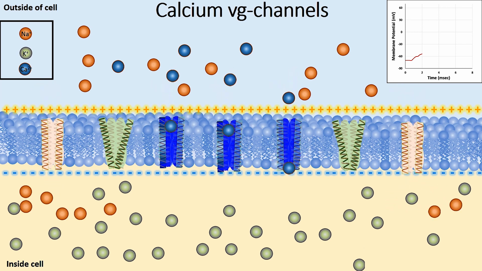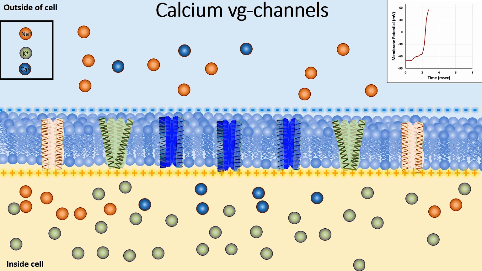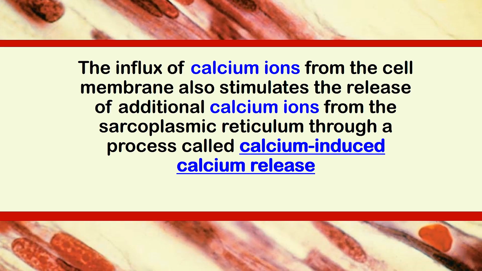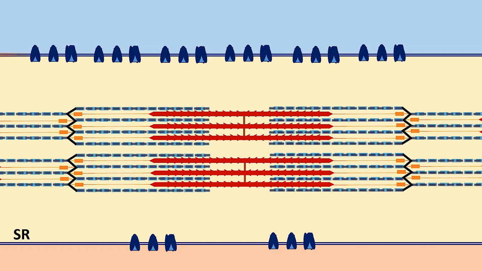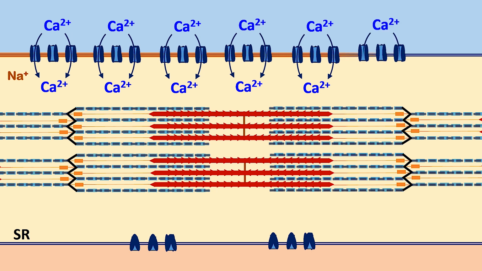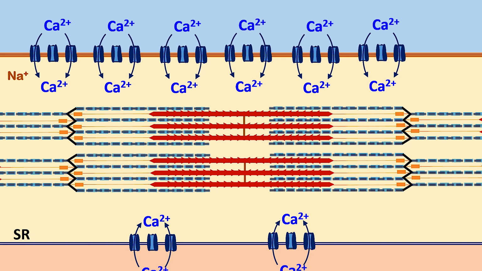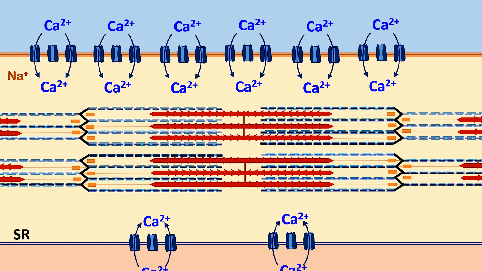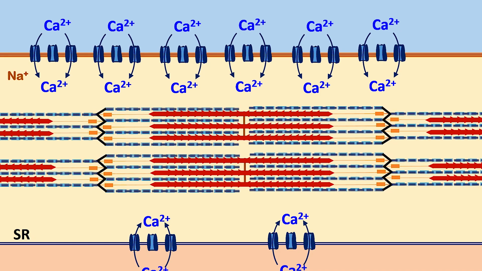As those calcium voltage-gated channels open, they will allow calcium into the cell. The influx of calcium ions from the cell membrane also stimulates the release of additional calcium ions through the sarcoplasmic reticulum through a process called calcium-induced calcium release. So therefore, as we have a depolarization, an opening of those calcium voltage-gated channels on the cell membrane, you subsequently then have an opening of calcium channels on the sarcoplasmic reticulum. That increase in calcium therefore leads to contraction of the muscle cell.